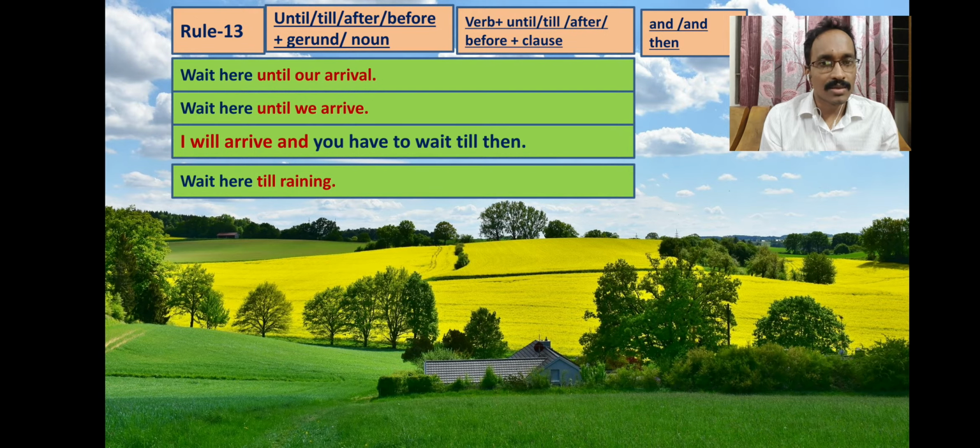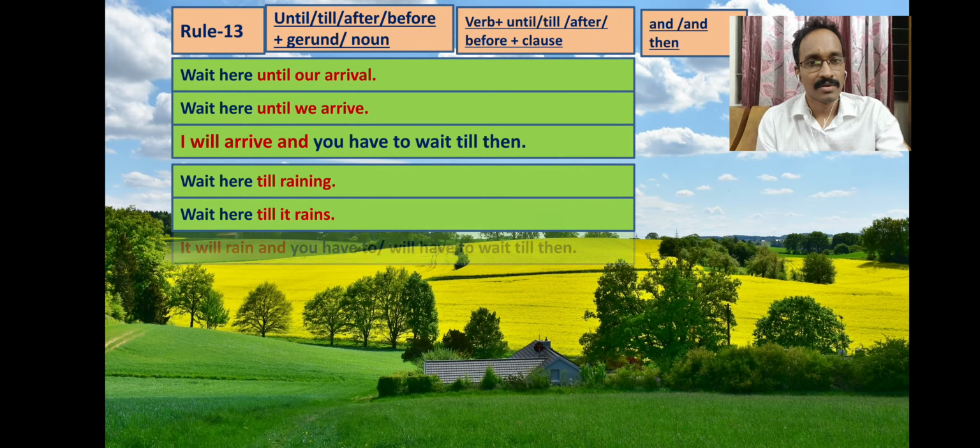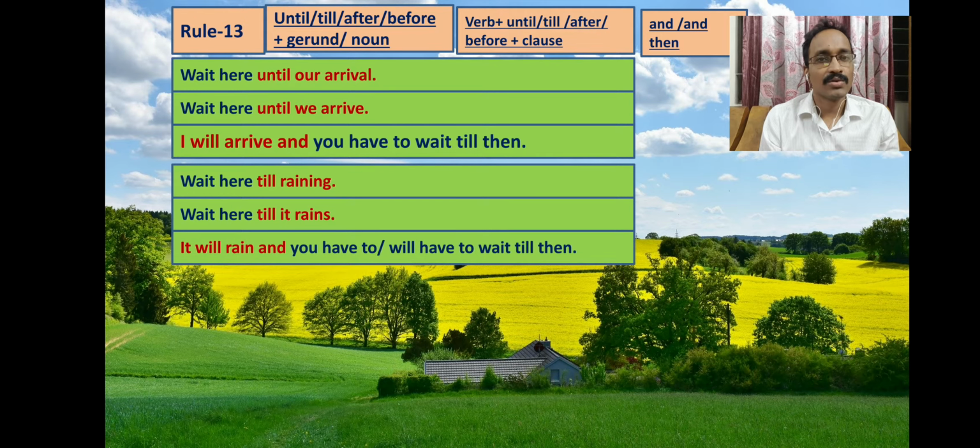Here you see another example. Wait here till raining. So raining is the gerund. Now the complex sentence: till is there, so till will be here as a conjunction, and it is a subject. So this complex sentence is: wait here till it rains. And the compound sentence is: it will rain and you will have to wait till then. So dear students, think over the examples and try to understand.